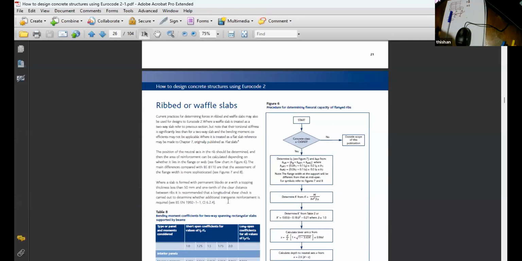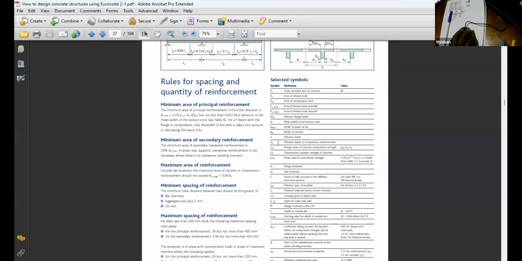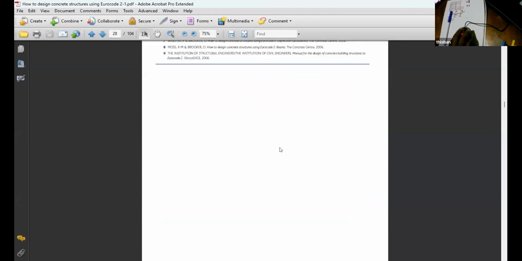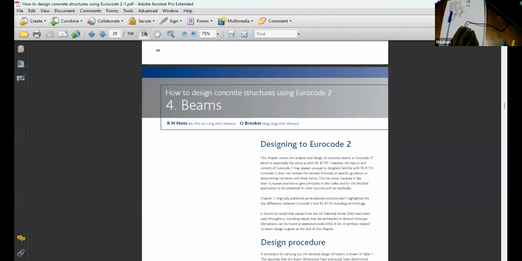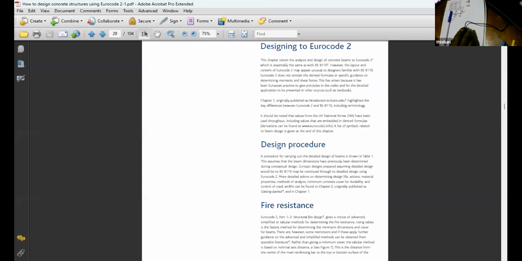But these are not very popular in England because they are very labor intensive. So many people find that solid slabs, so flat slabs, are much more economical. But in the Sri Lankan scenario, rib slabs and waffle slabs will be extremely useful. In a later session, we'll discuss all these different varieties of slabs that can be designed. But this lightweight construction is actually based on this rib slab type of slab system.